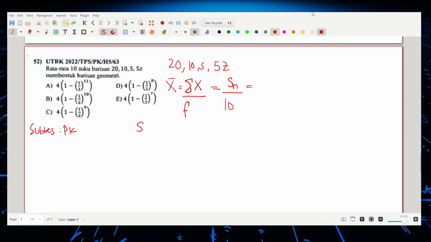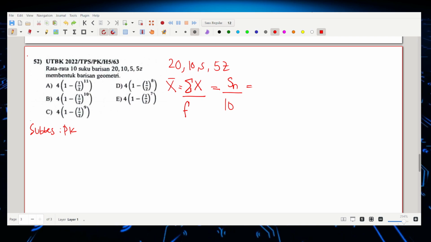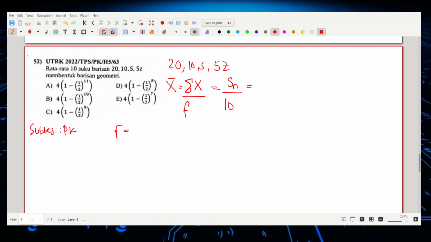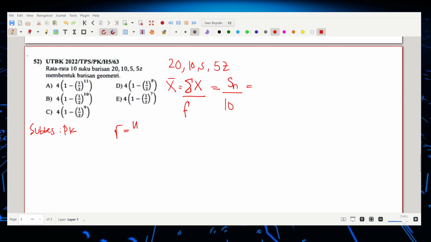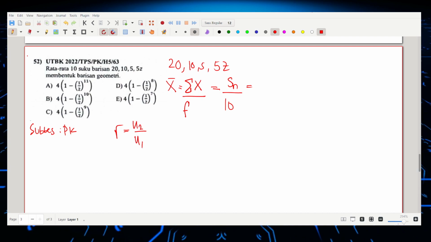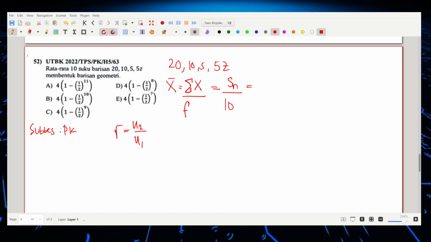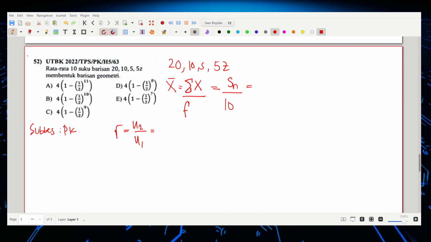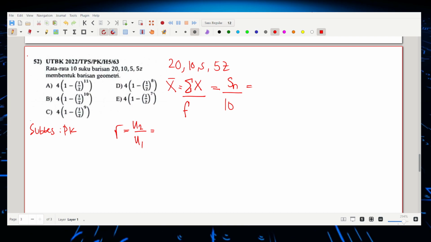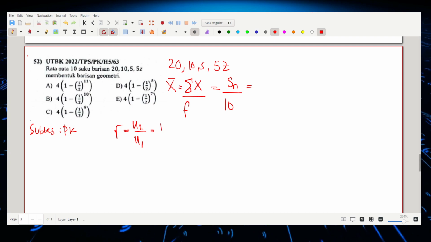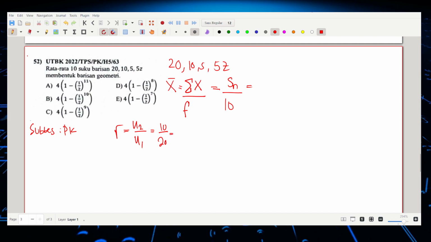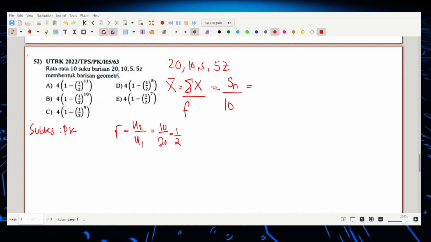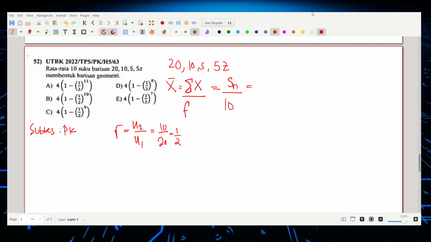And okay, maybe before we determine which formula we will use, we have to determine the ratio of the progression. We know the ratio of a geometric progression is u2 divided by u1, or u4 divided by u3, and so forth. You can use anything that you wish, but I wish to use u2 divided by u1. u2 is 10, u1 is 20, then the ratio is 10 over 20, which is a half.